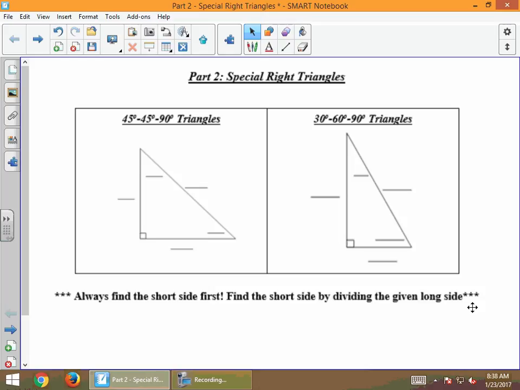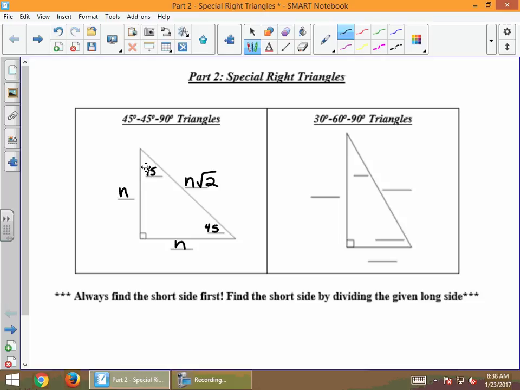To recall, a 45, 45, 90 triangle, you have two 45-degree angles. The legs are always going to be the same. And again, we're just representing both sides with n. It's just representing a number. To get the hypotenuse, you take whatever your leg is, and you write radical 2 next to it.